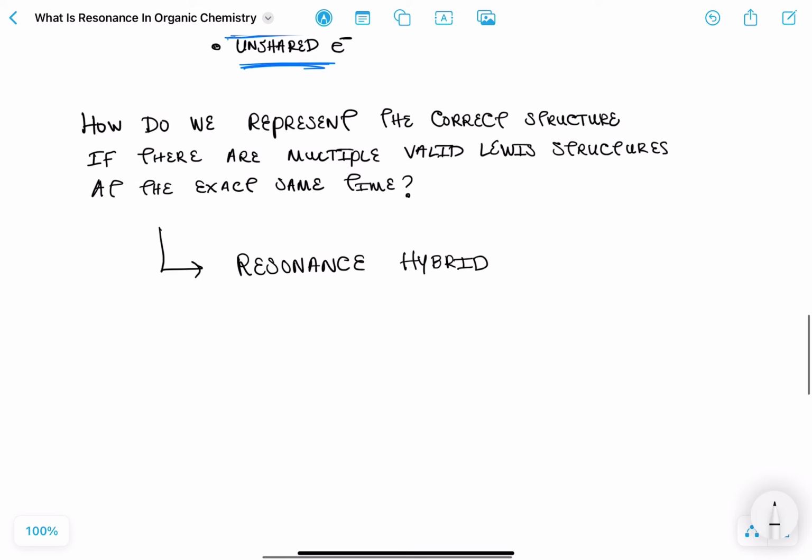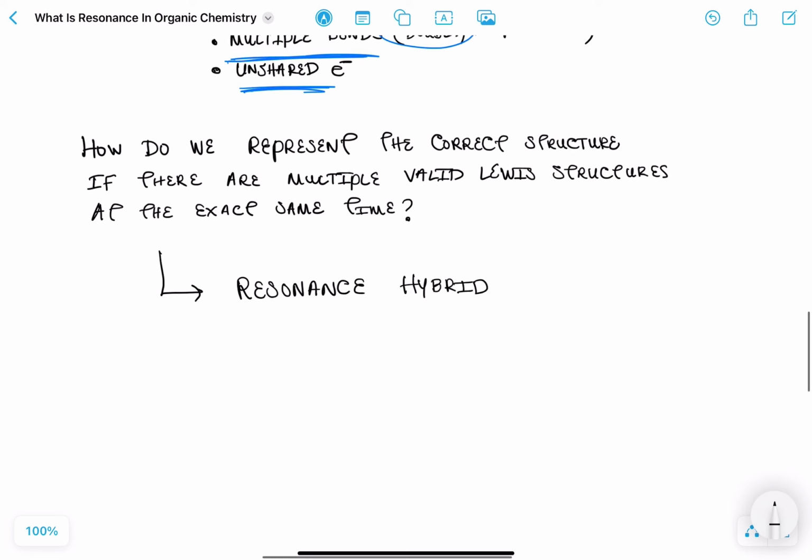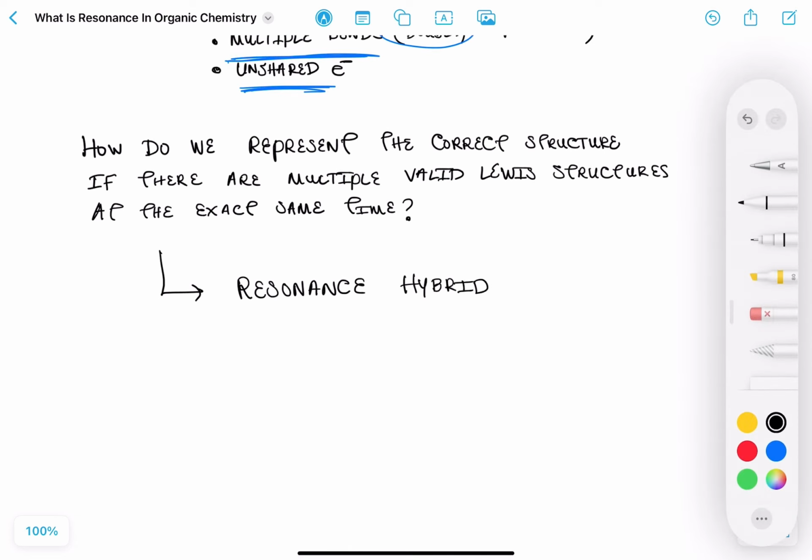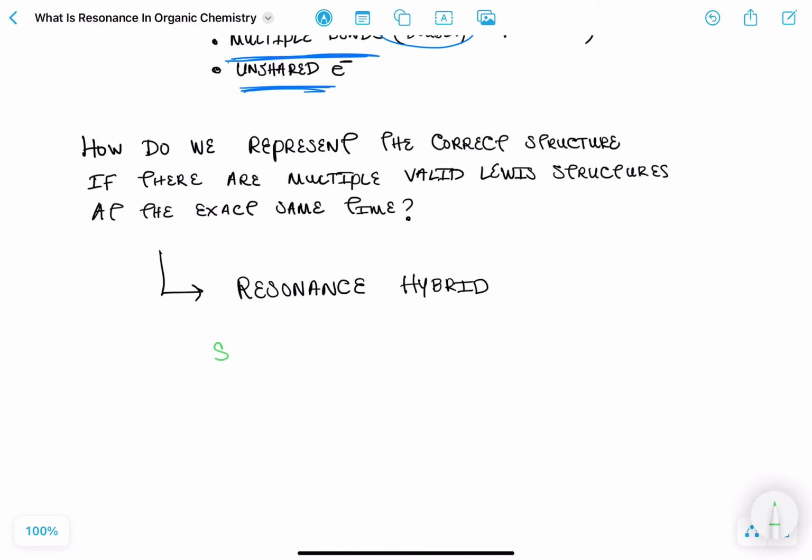Now there are two steps to drawing a resonance hybrid. The first step, step one, is to identify the same backbones present in both structures.